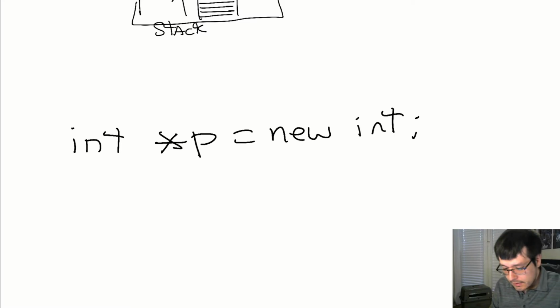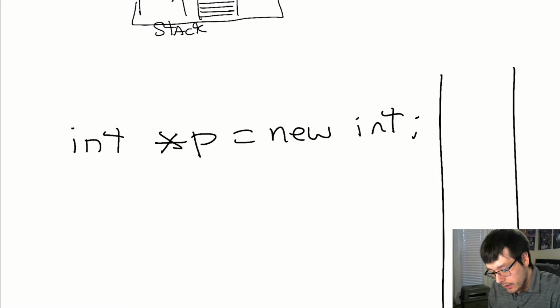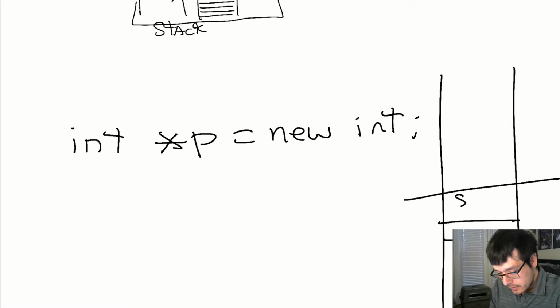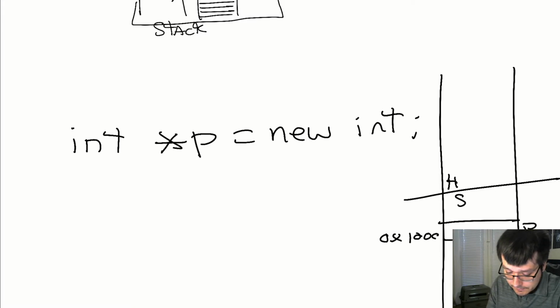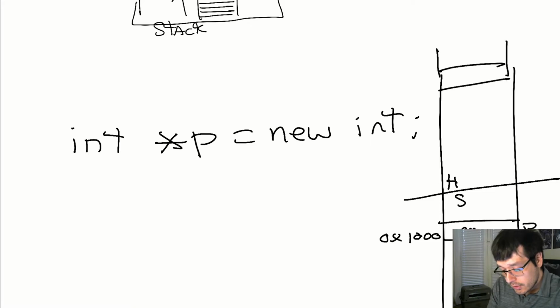Okay? And let's keep track of what we're doing. So we have two variables. Let's just say we have our stack and our heap. And in the stack, we have our P, which is some address. Doesn't really matter, but we'll put that address in there. And then we'll store something in here, which is the address of the dynamically allocated variable, which is this one here. So this is our new int. And this is some other address.